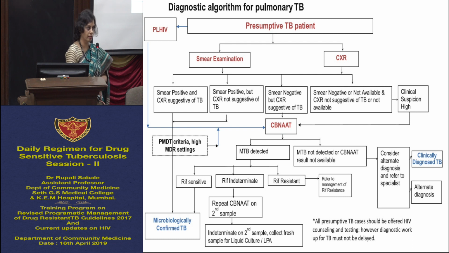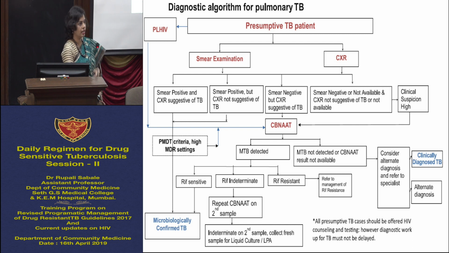Now depending upon the results, if smear is positive and chest X-ray is also positive, or smear is positive but chest X-ray is not suggestive of tuberculosis, since smear is suggestive of tuberculosis, we label the patient as microbiologically confirmed tuberculosis. If smear is negative but chest X-ray is suggestive, or smear is not available, or chest X-ray is not suggestive or not available, but the treating physician is clinically suspecting tuberculosis, in that case the patient can be offered the CBNAT test.